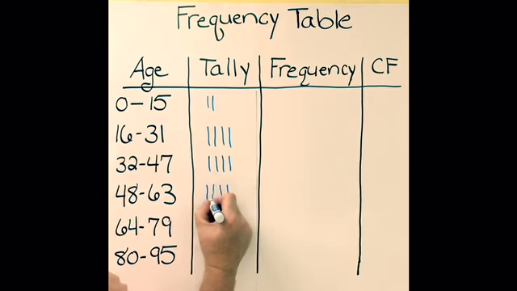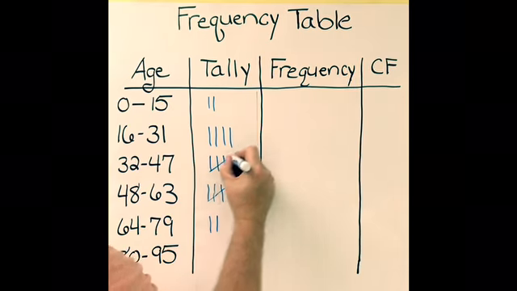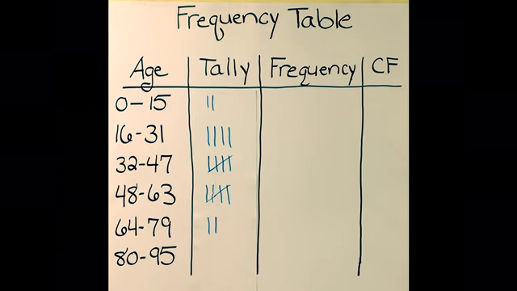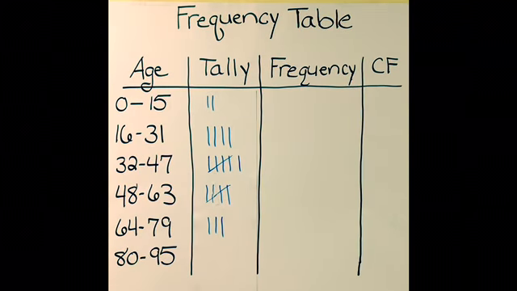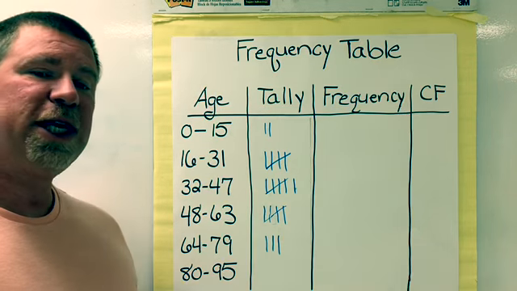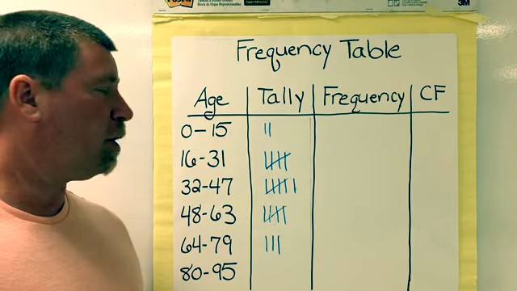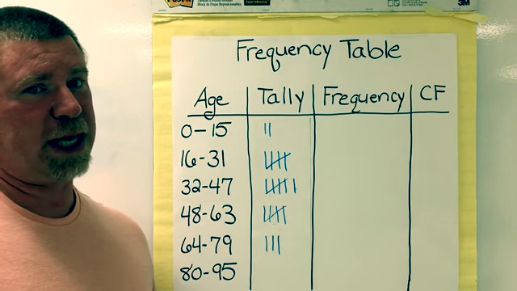There were 5 people who did not want to be recorded, so I'm going to enter their ages now. I've recorded all of the data I collected, the ages, using tally marks on this frequency table. Now what I'm going to do is represent the amount for each group using a number based on how many tally marks there are.